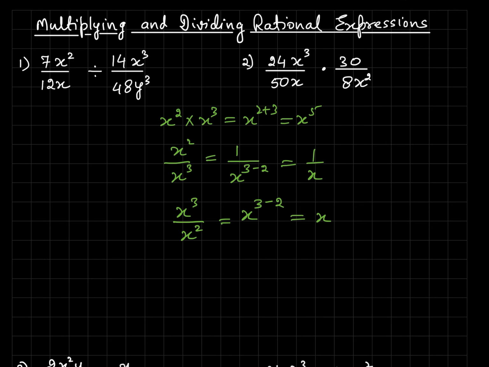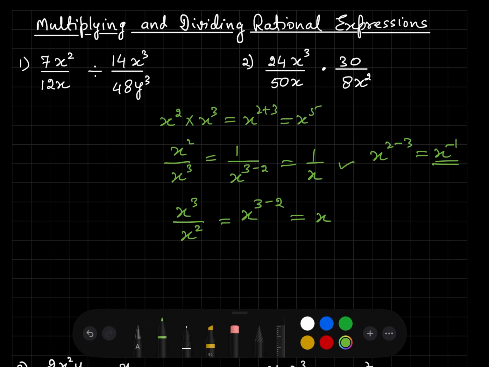Why do we do this? Why didn't I do it like this, x raised to 2 minus 3 equal to x raised to minus 1? Because normally we write our answers with positive powers, positive indices. That is why we have to see where our power is greater, and accordingly we will do plus or minus of the powers. So this was just for explaining the basics again.